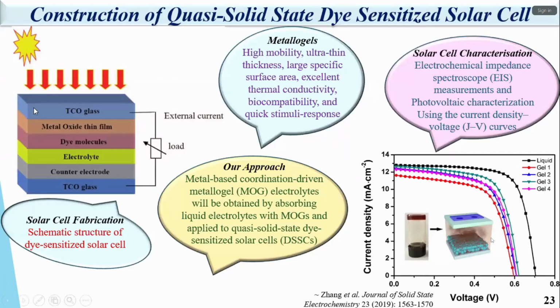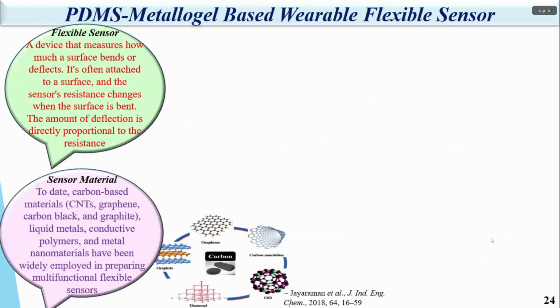So here is the basic idea that we could use, because this is somewhat unexplored and less explored till now. So we could use it as an electrolyte for future applications. And as I told you earlier, it can also be used as a flexible sensor.